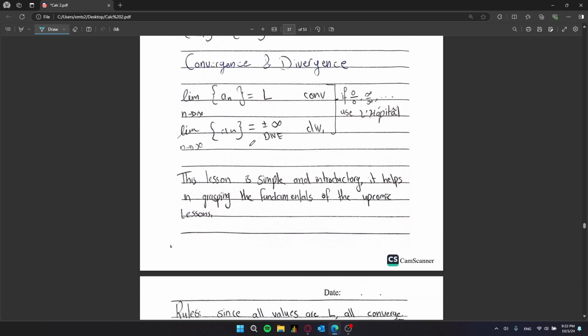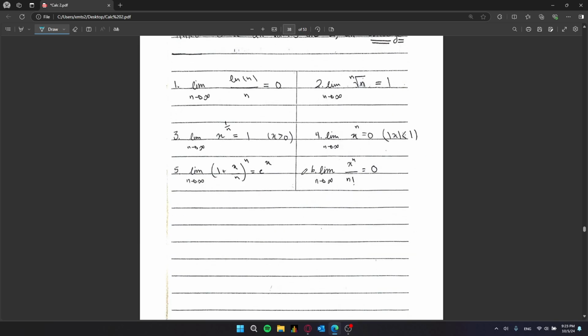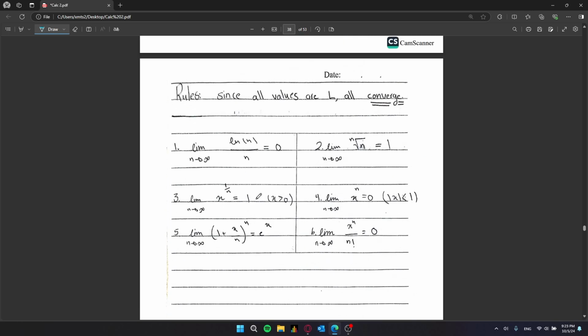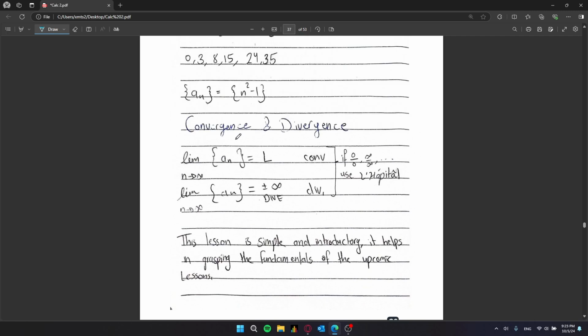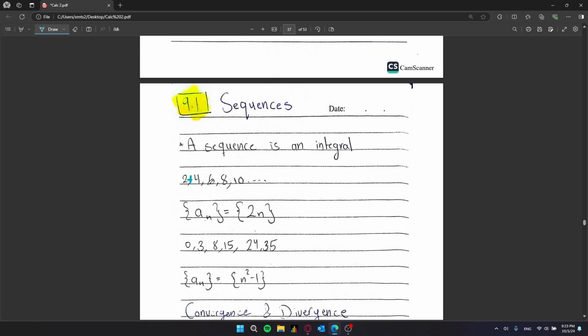This lesson is simple, introductory. It helps in grasping the fundamentals of the next lesson, which is, this is just a page of brief notes, which is infinite series. Now, there are a few types of series. What is a series? It is the same thing as a sequence, but the numbers are separated by plus. So it's 2 plus 4 plus 8 plus 6 plus 10 plus 12 plus etc.